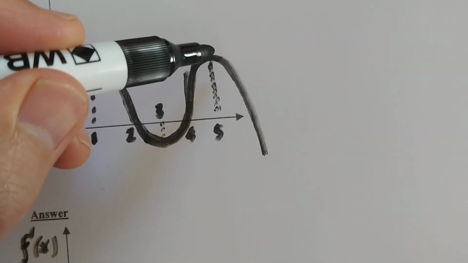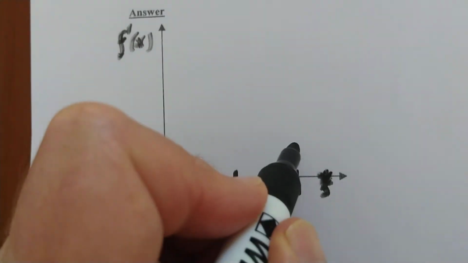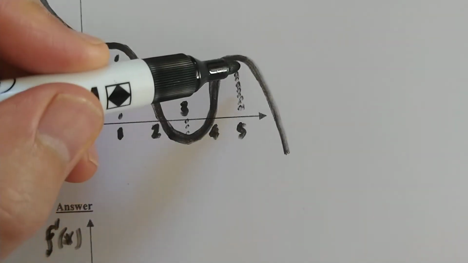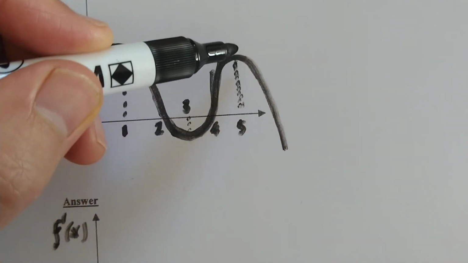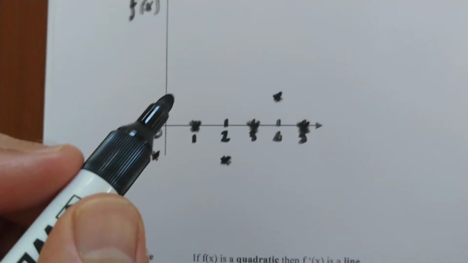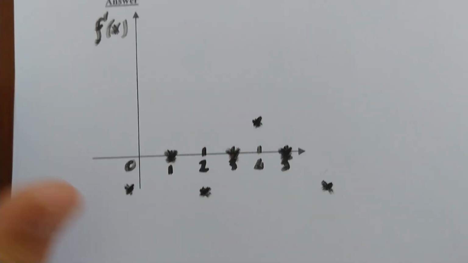Between 3 and 5, my gradient is positive. So that will be up here somewhere. Positive point. And last but not least, to the right of my third stationary point, to the right of 5, my gradient is always negative. So to the right of 5, my gradient is negative.